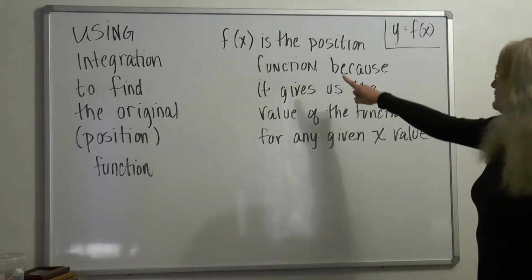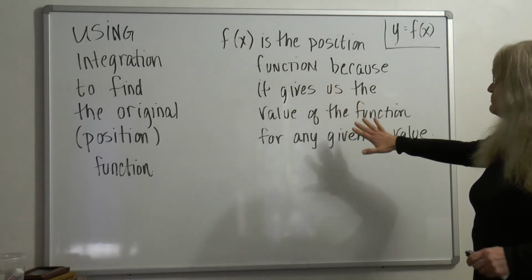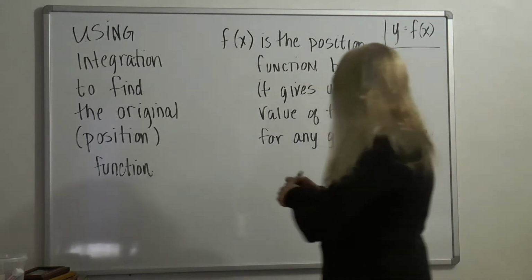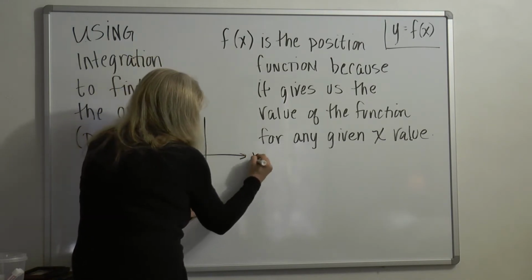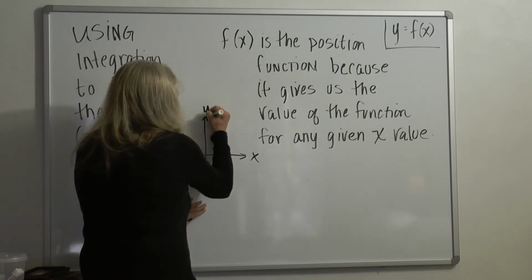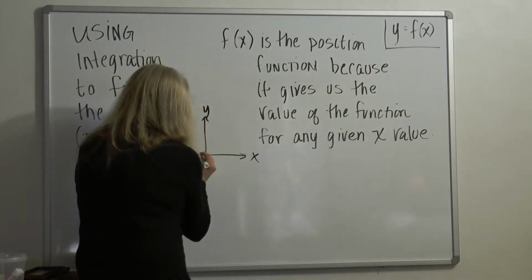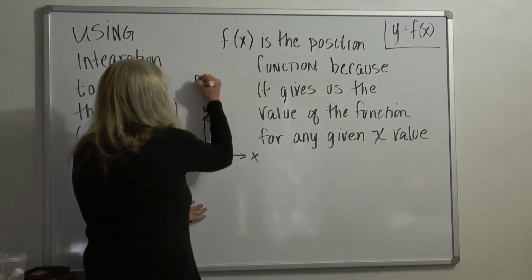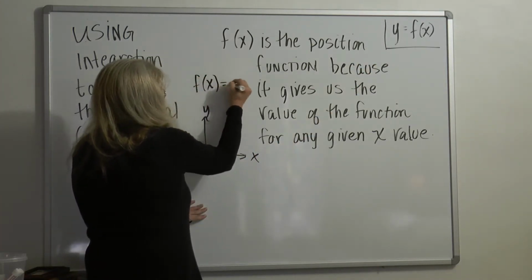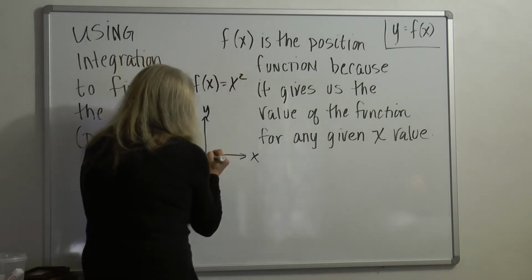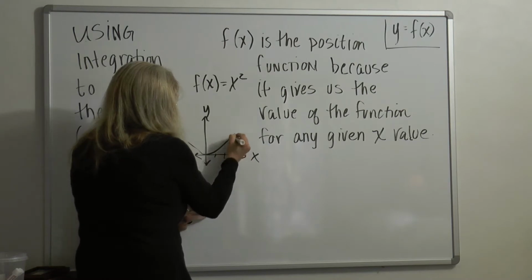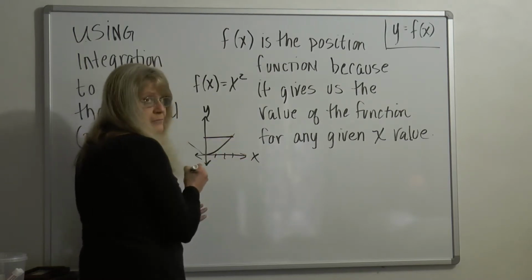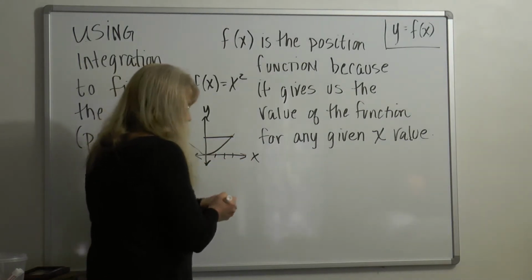Okay, so f of x is our position function because it gives us the value of the function for any given value of x. So if this is our x-axis and our y is f of x, and let's just say I have f of x equals x squared. Okay, my function would be going like this. So for any given value of x, I can find out what's going on with y, hence the word position.